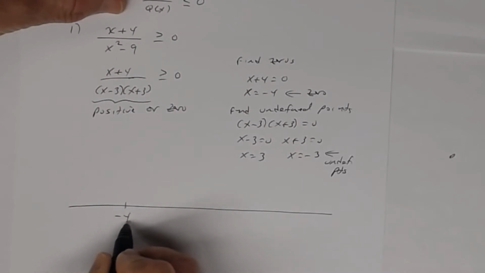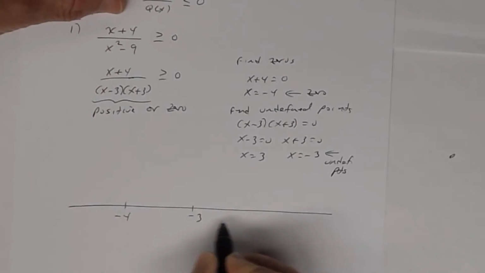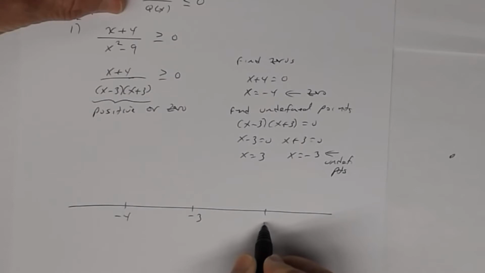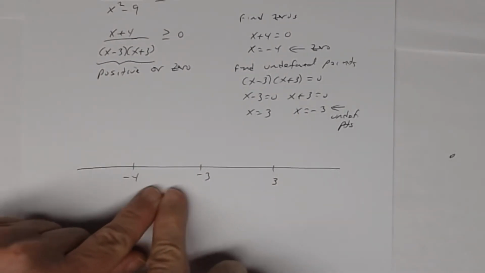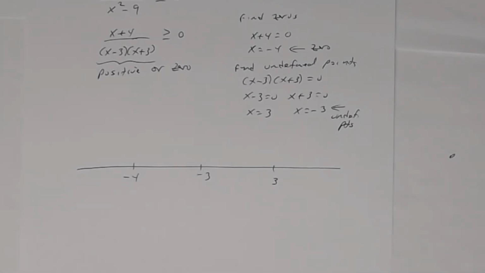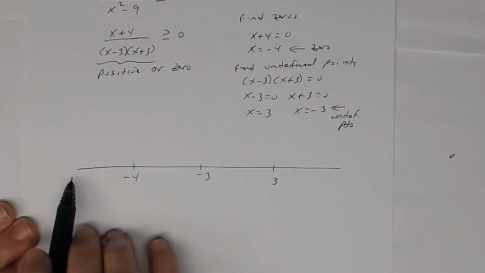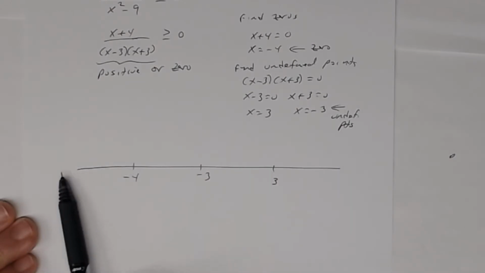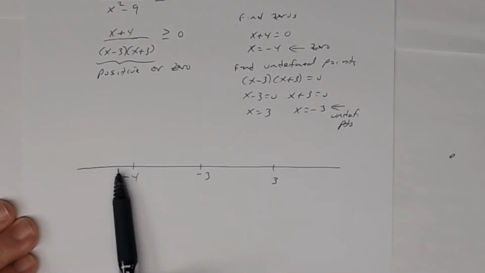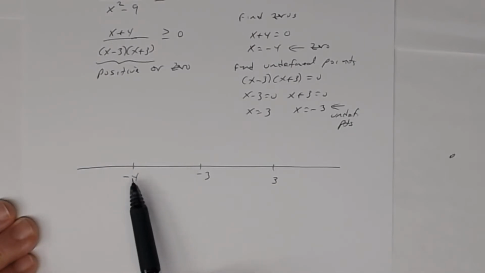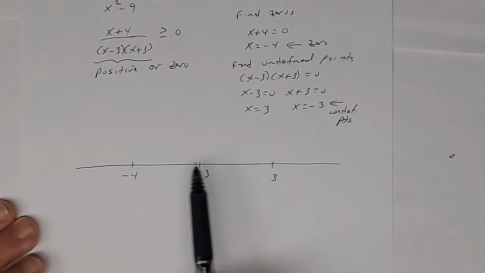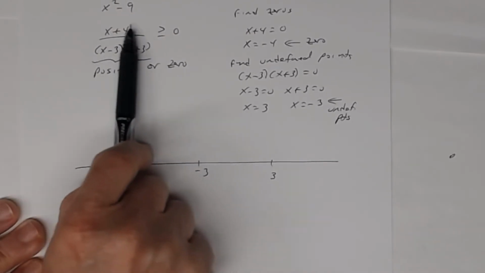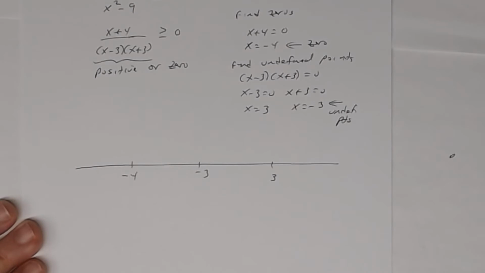Negative 4 is going to be listed first, then negative 3, and then positive 3. Those 3 numbers divide the number line into 4 intervals, just as we discussed previously. We're going to have to pick test points in those intervals because I want to determine which of those intervals, from negative infinity to negative 4, from negative 4 to negative 3, from negative 3 to 3, and then 3 to infinity, will be solutions to this inequality statement.